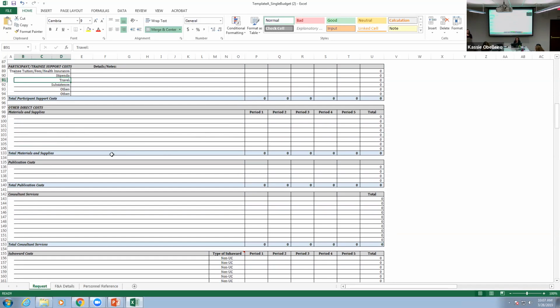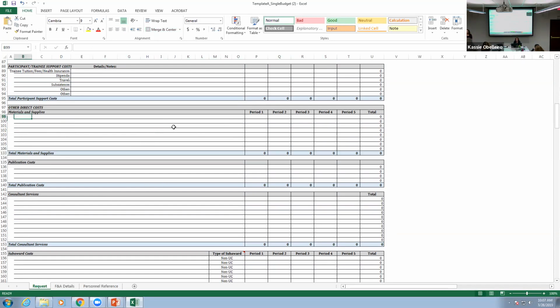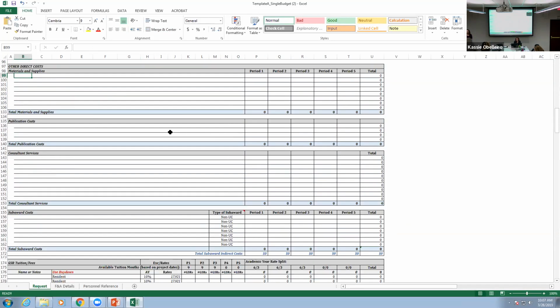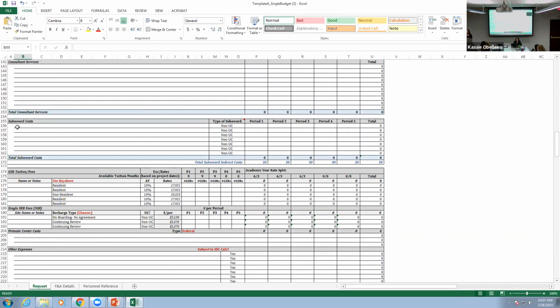Then you have your materials and supplies. Again, you can tell that there's a lot of room here. It goes from 106 to 133. So you could have billions of supply lines if you wanted, or you could just put lab supplies in a lump sum, however you wanted to do that. Publication costs are a separate line item in Cayuse, so there's a separate section for those. Consultant services. And then we get down to subaward costs.